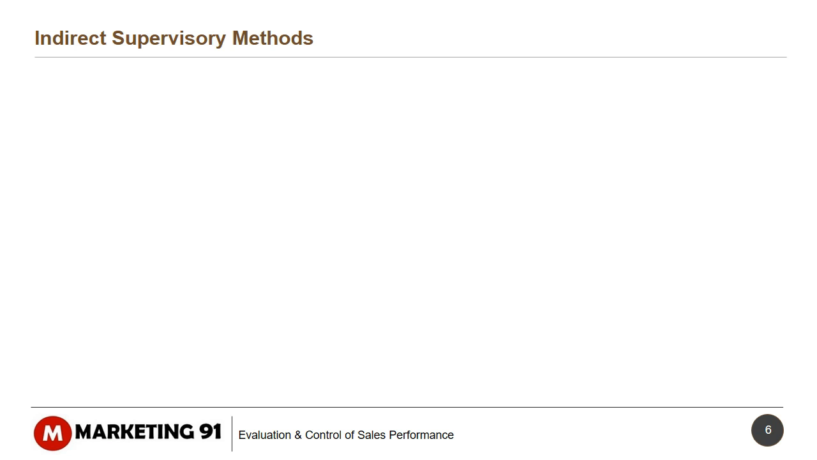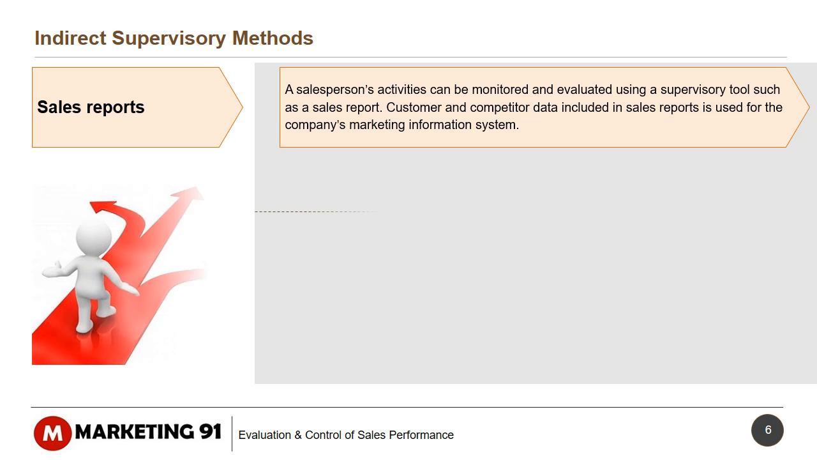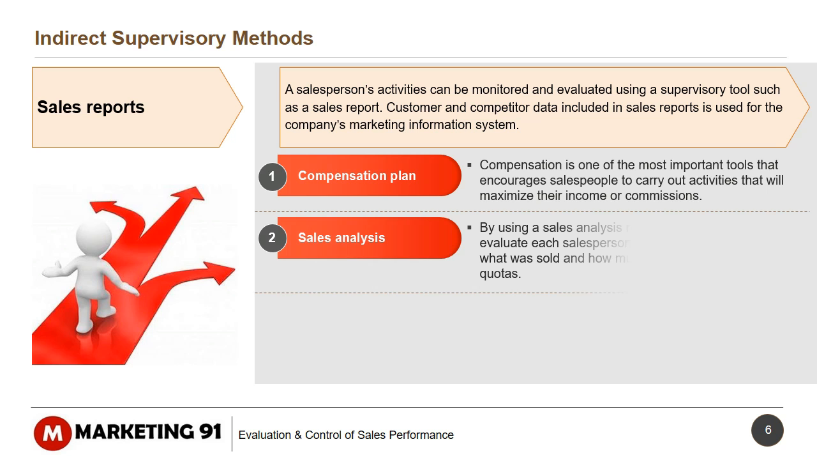Indirect supervisory methods. Sales reports. A salesperson's activities can be monitored and evaluated using a supervisory tool such as a sales report. Customer and competitor data included in the sales reports is used for the company's marketing information system. Compensation plans. Compensation is one of the most important tools that encourages salespeople to carry out activities that will maximize their income or commissions.